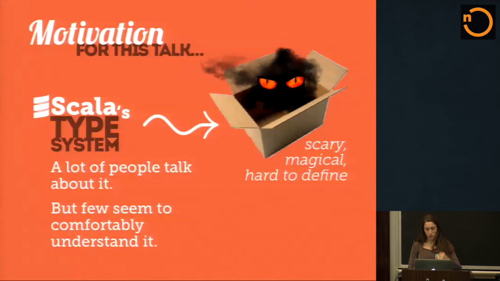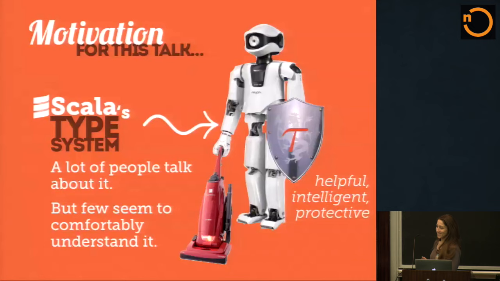I want to give you a happier, nicer picture of what the type system can do for you, or what it really is. It's something kind of auto-magical that can help you keep things tidy and super type safe and protected. And I hope to say that it can be helpful if you know how to use it. That's my goal in this whole presentation.